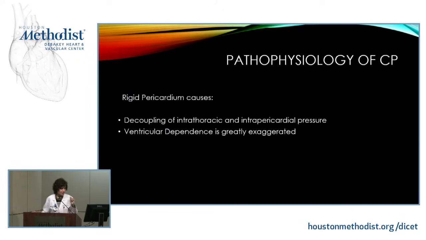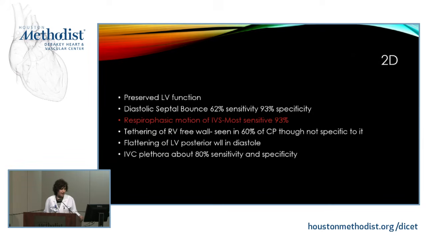Moving fast to constrictive pericarditis: rigid pericardium, decoupling of the intrathoracic and intrapericardial pressure, ventricular interdependence is greatly exaggerated. So what are the 2D findings? The classic comparison is always between restrictive cardiomyopathy and constrictive pericarditis. But in the clinical scenario, you're going to see this patient present with right heart failure, often mistaken for liver cirrhosis, ascites, florid pedal venous congestion. LV function is usually preserved.